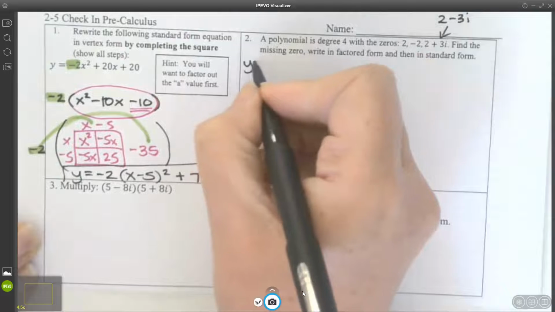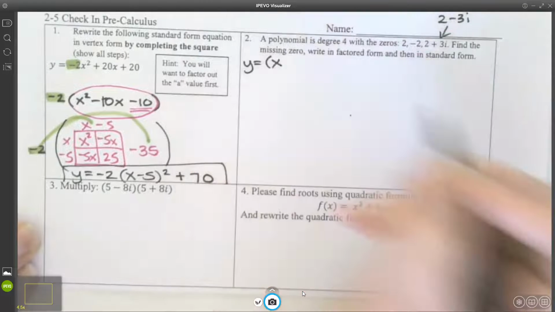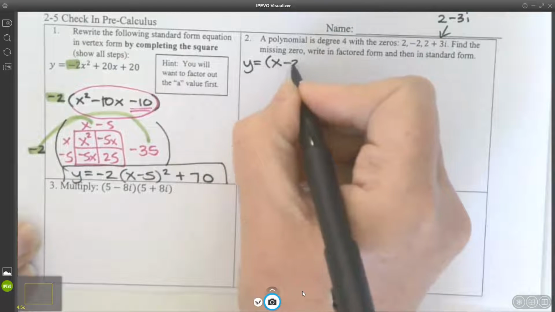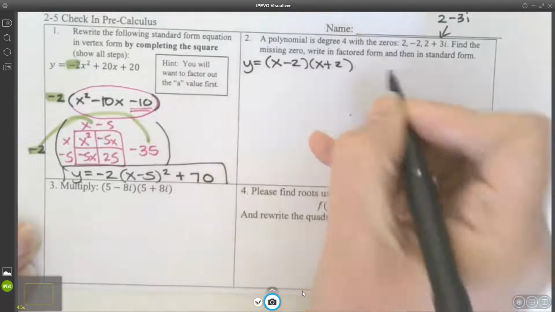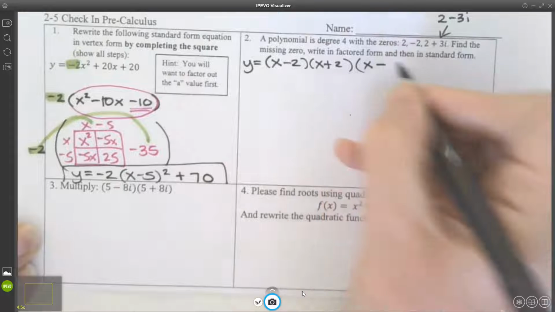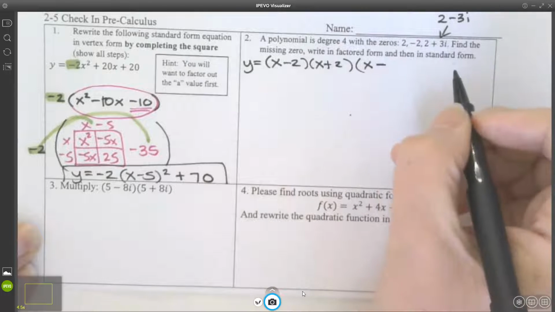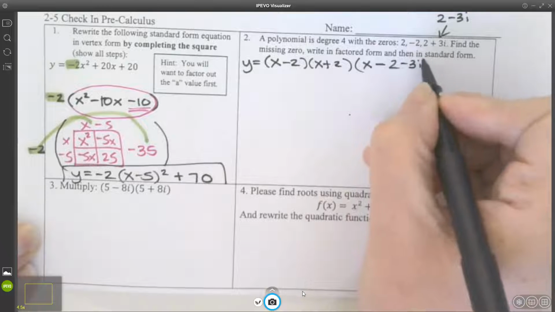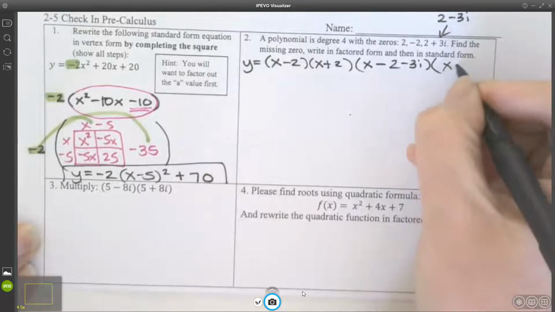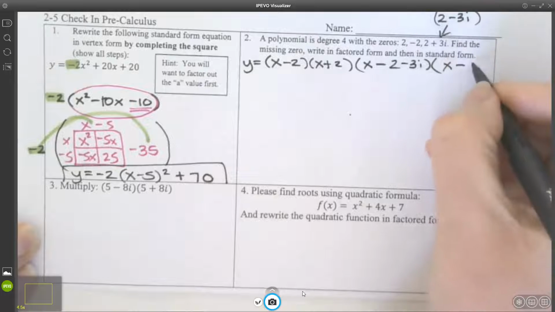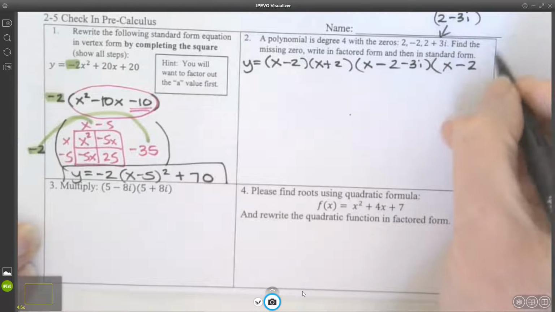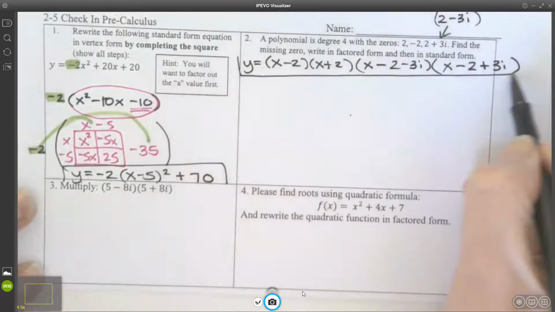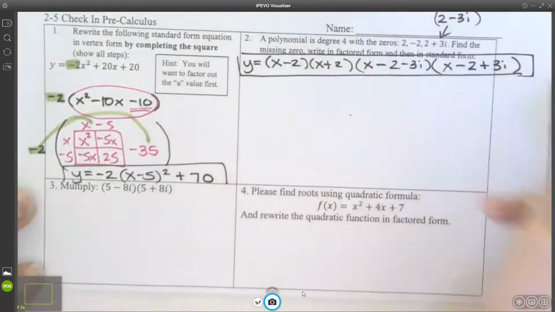So factored form is relatively easy. We're going to just take our zeros and change them into factors. So we'll have y equals x minus 2, x plus 2, x minus 2 plus 3i. So if I subtract 2, and then I also need to subtract the 3i, I'm going to subtract both of those. So I'm going to have x minus 2. If I subtract -3i, I'm going to get positive 3i. So this is what the equation looks like in factored form.